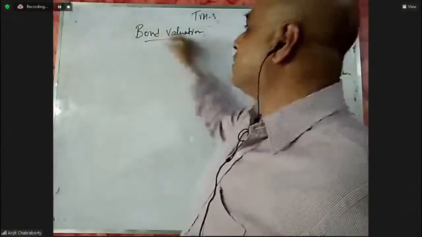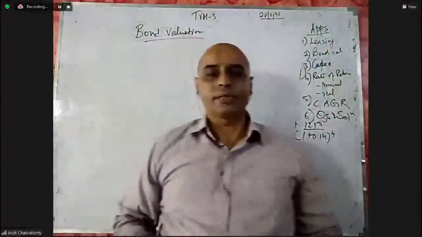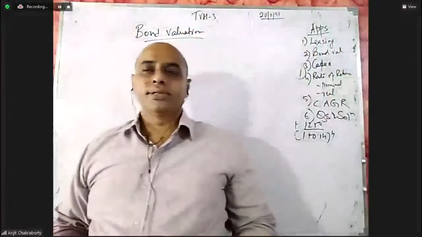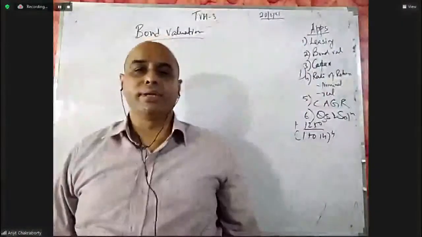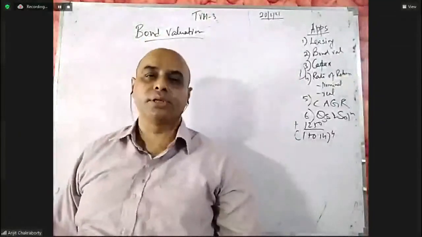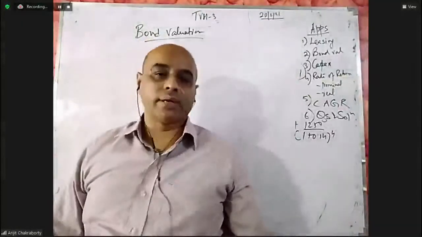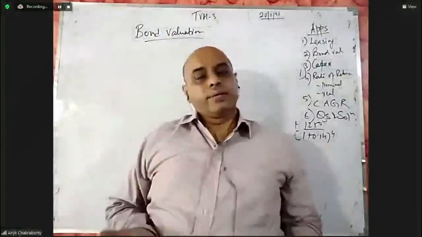So what is a bond? A bond is a security. It's like a fixed deposit, you can say. A company floats a bond, like recently Coal India Limited, then you have Power Finance Corporation. Many companies have floated their bond. A bond is like a debenture.